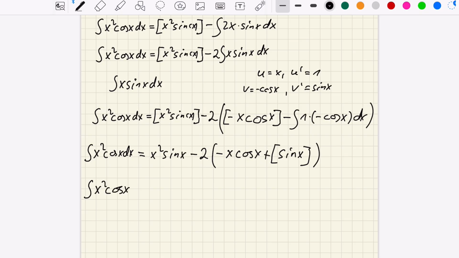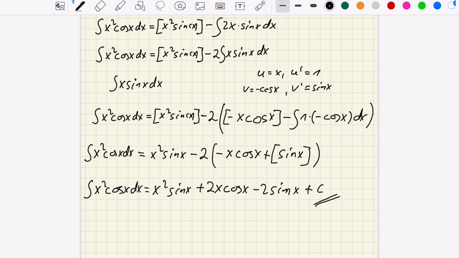Okay, so we have the integral of x squared cos x dx is equal to x squared sine x plus 2 times x cos x minus 2 sin x plus c. Okay, this should be our final result.